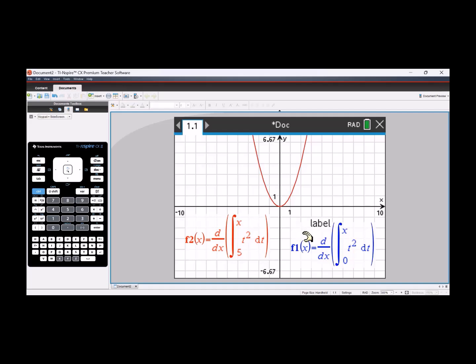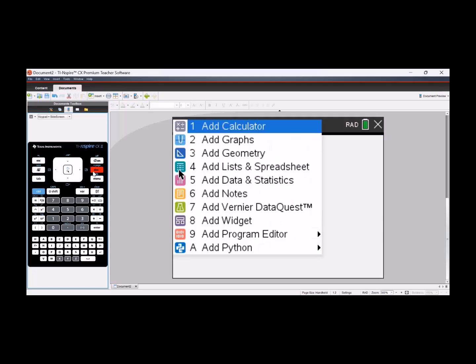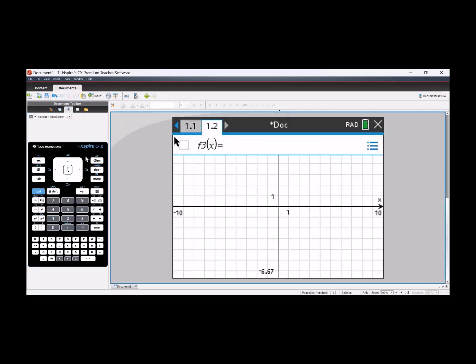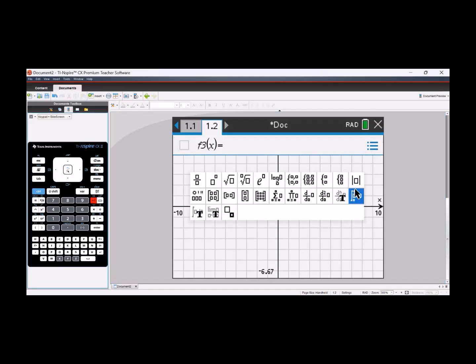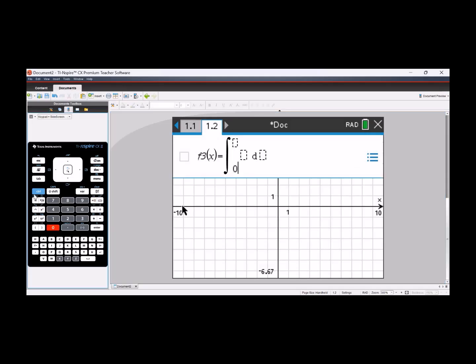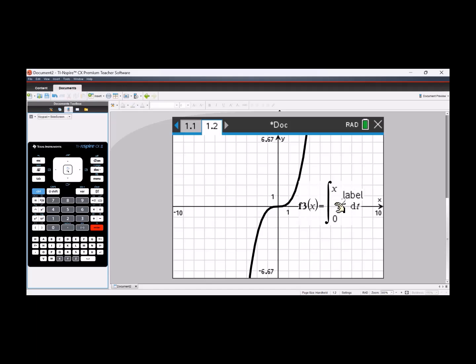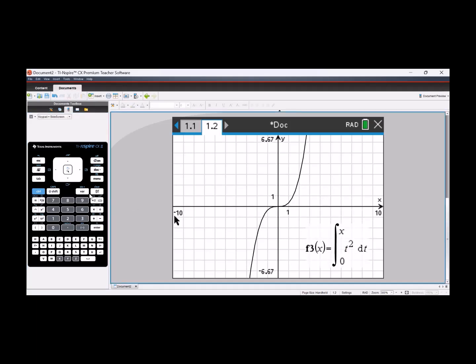That's cool. Now, what happens though? I'm going to add another graph page. So Control Doc, add a graph. What happens if we change the a in just the integral? So let's just look at the integral from 0 tab to x of tab t squared. So now we're not taking the derivative. We're just looking at the value of the integral. I'm going to tab over. This is dt. So that's what I would get. Okay, my function looks like this.